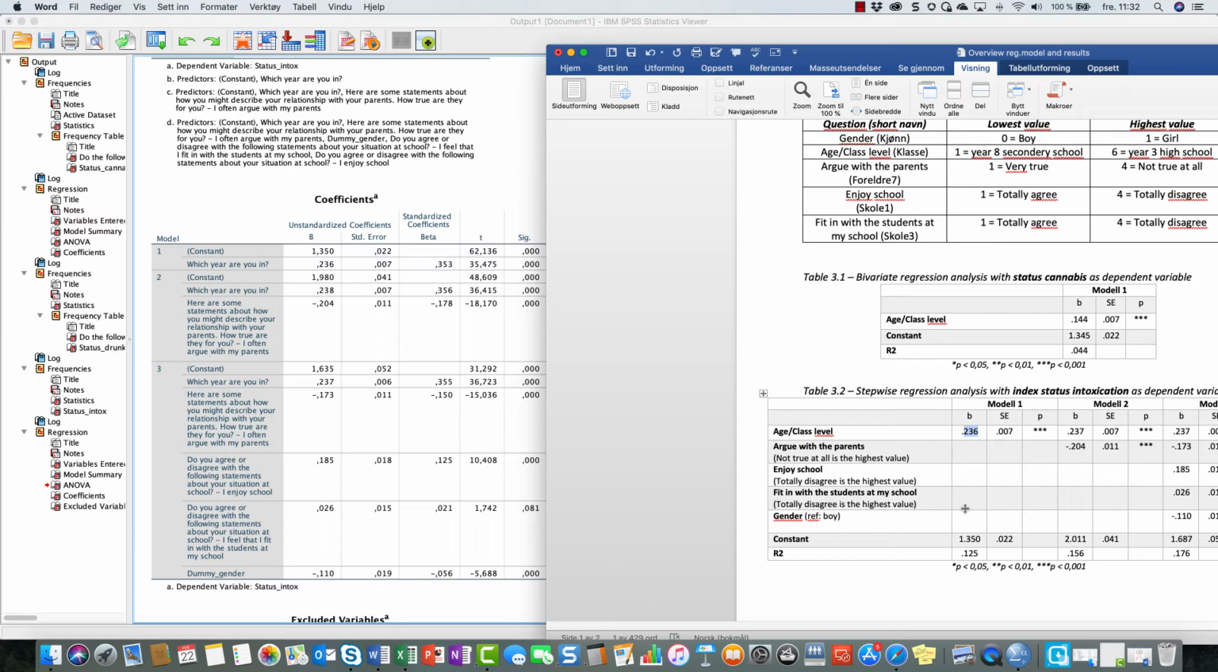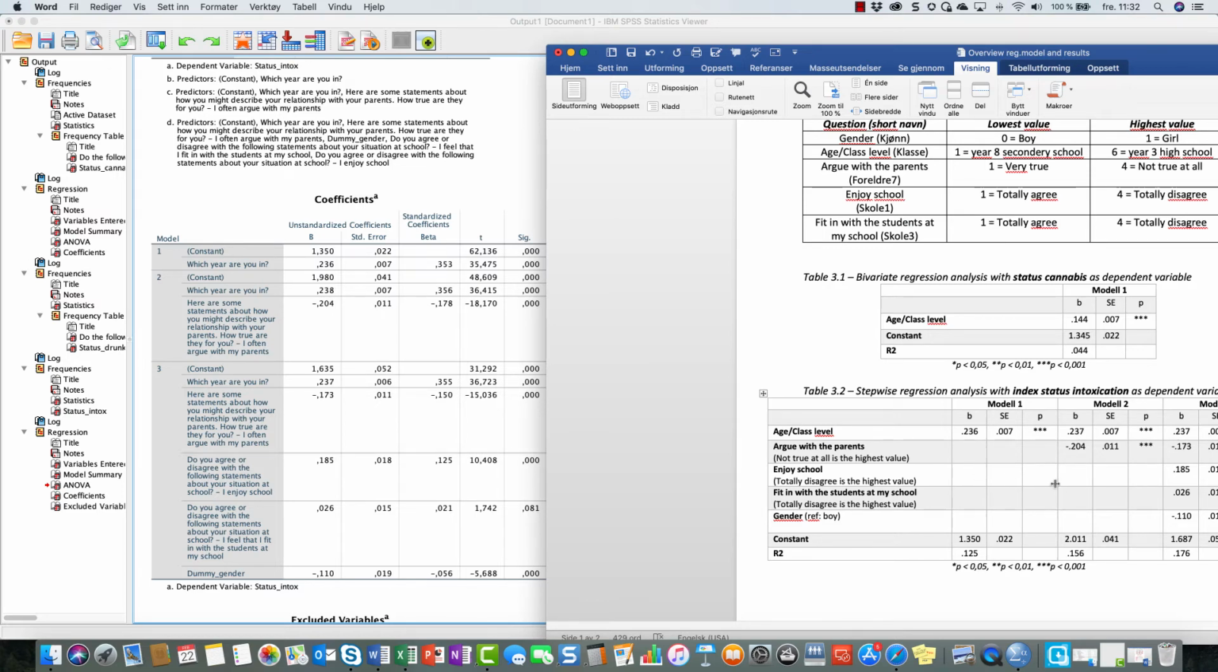So if you want to find the difference between the 8th grade and the 10th grade, that's 2 years, you have to multiply this by 2, for example. So then you find the mean difference on index status intoxication between different age groups.